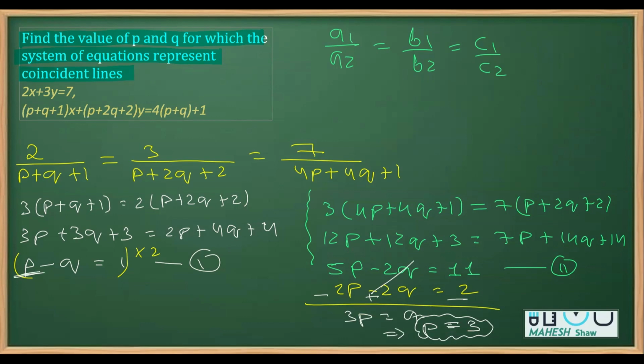Now we are going to replace this p here with 3. So it's going to be what? 3 minus q is equal to 1. So 3 minus 1 is equal to q. This implies q is equal to 2. So we can say that the values of p and q here are p is 3 and q is 2. Now let's move to the next.